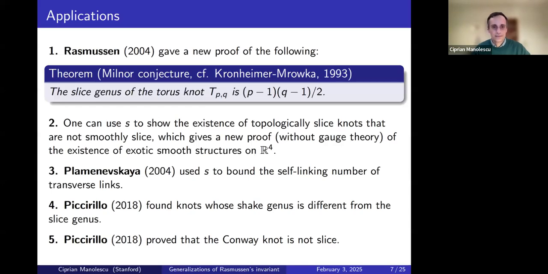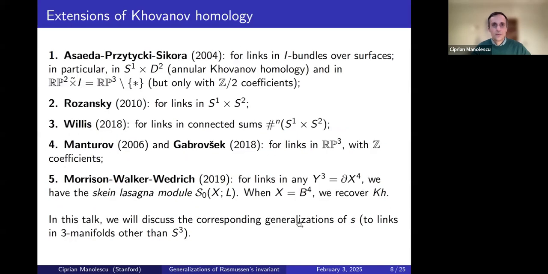Okay, great. Now, we want to see if we can go beyond that. So how about invariants of knots in other 3-manifolds? First of all, you want to extend Khovanov homology, and this was done by various people. The first extension is by Asaeda, Przytycki, and Sikora in 2004. They gave a definition of Khovanov homology for links in interval bundles over surfaces.